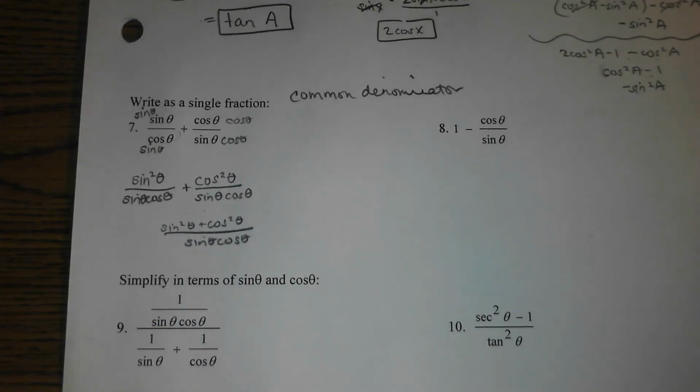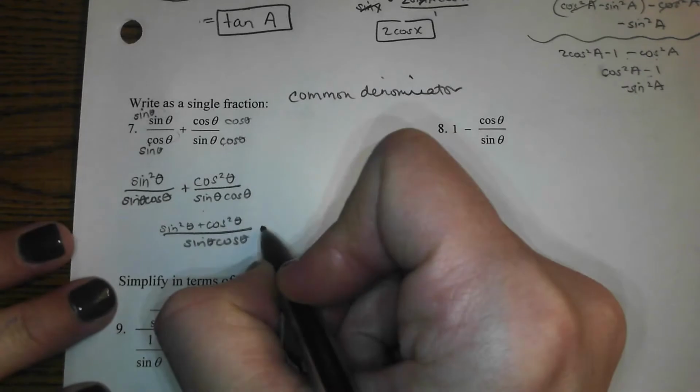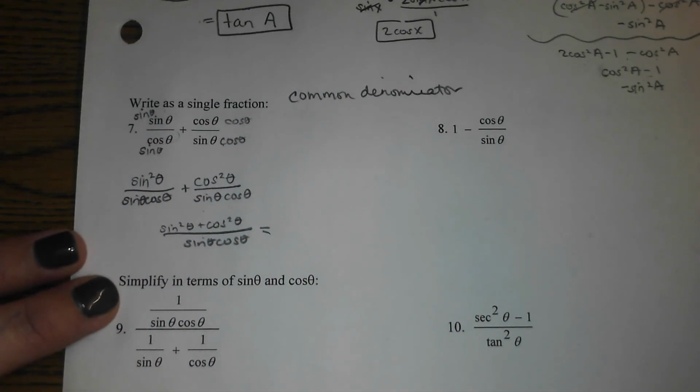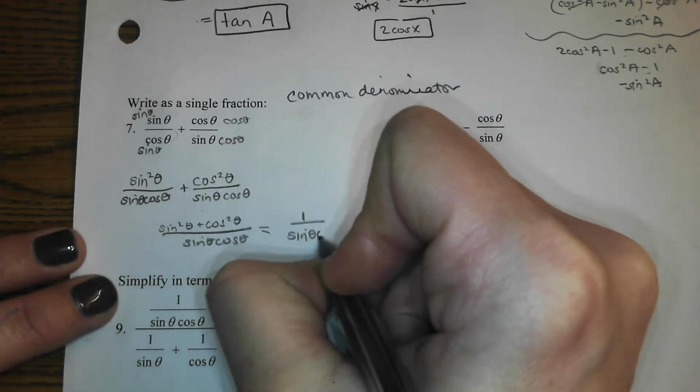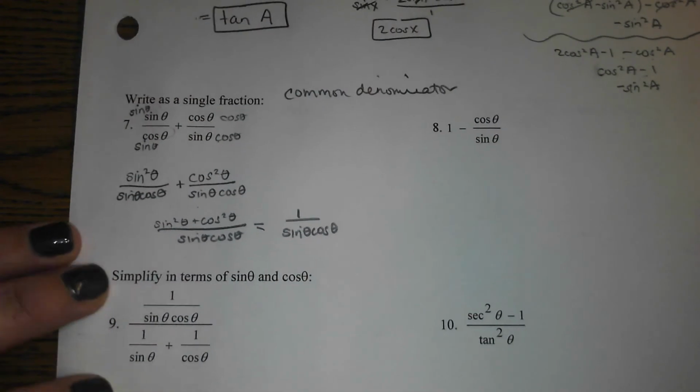Whatever the common denominator is still remains your denominator. And then what happens with the numerator? It becomes 1. Sine squared plus cosine squared is 1. So 1 over sine theta cosine theta.